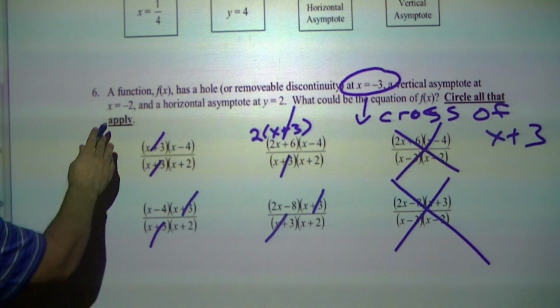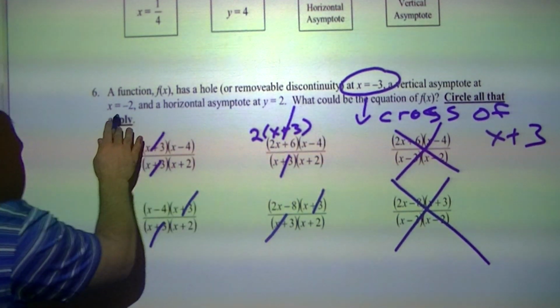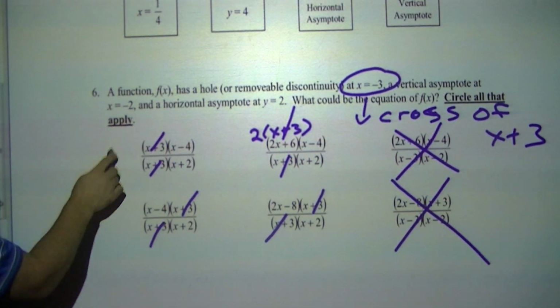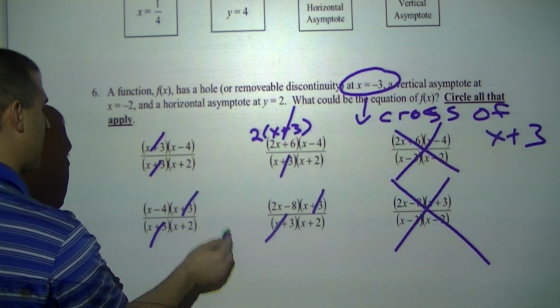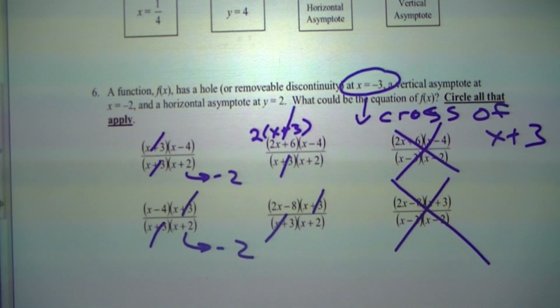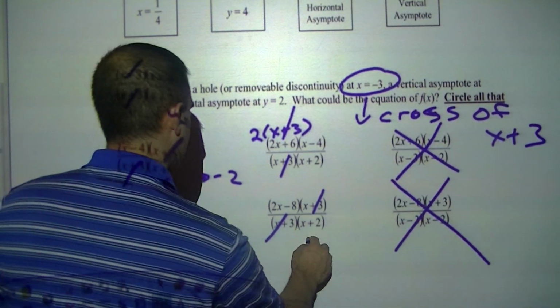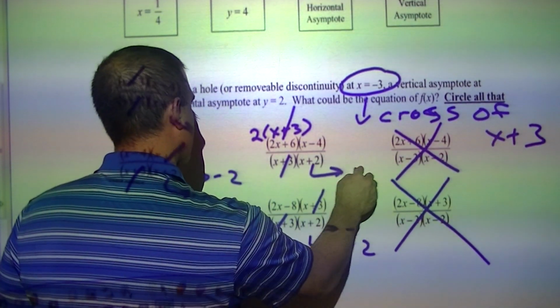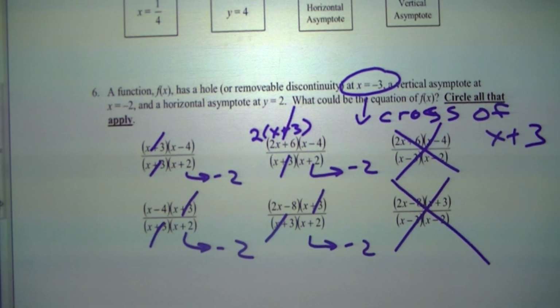Then it says a vertical asymptote of -2. So that means the solution out of this, if I have x and s, has to be -2. So here's -2 as a possibility. Here's -2 as a possibility. Here's -2 as a possibility. Here's -2 as a possibility. So all those still are in play.